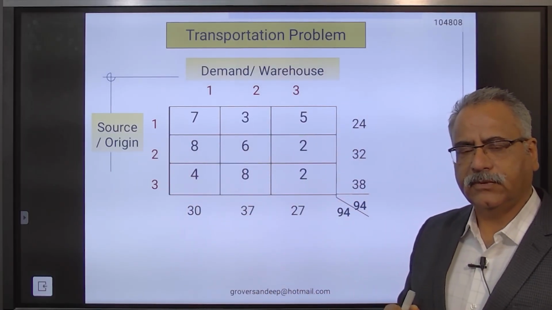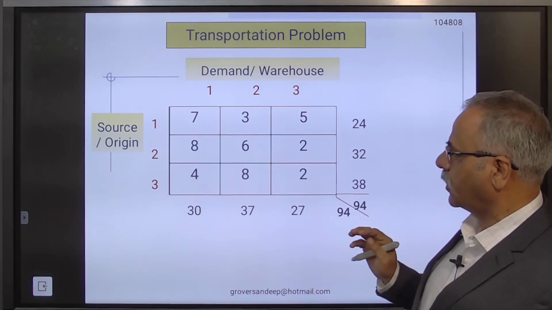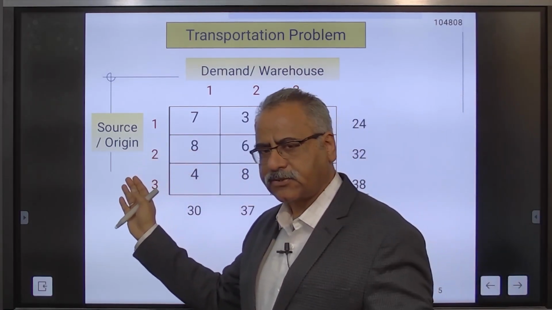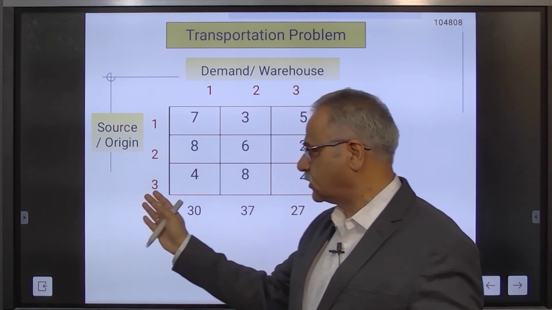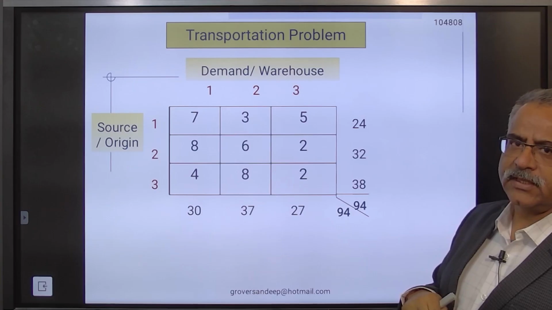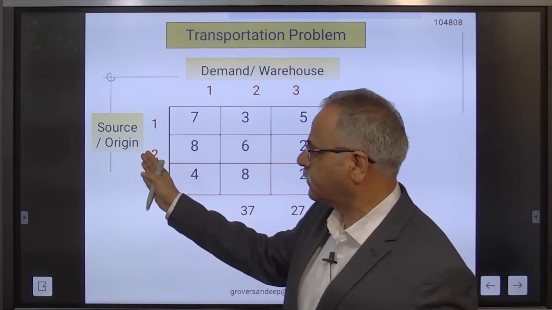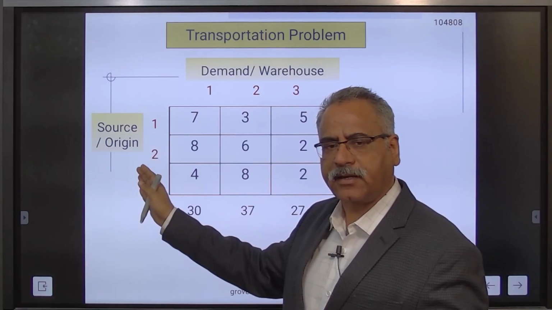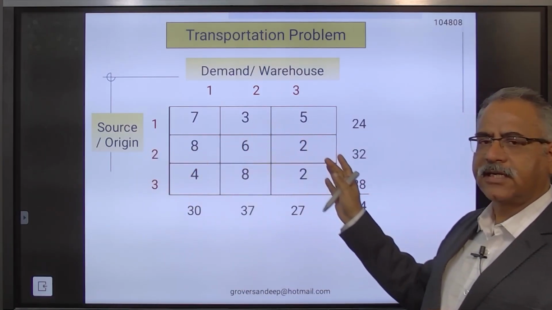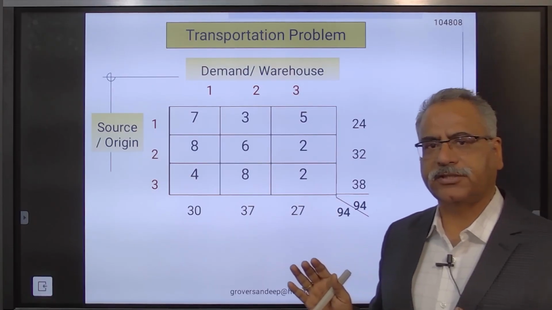Whereas the unbalanced problem is one where these two capacities are not equal. Maybe the capacity of these plants in the origin could be say 100, and this could be say again 94. So then there is a gap of 6 units. That means out of the 100 units being produced in these plants, you can only transfer 94. So 6 will remain. So this is called an unbalanced transportation problem.